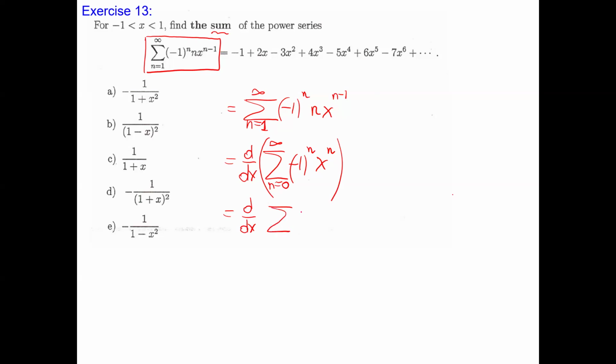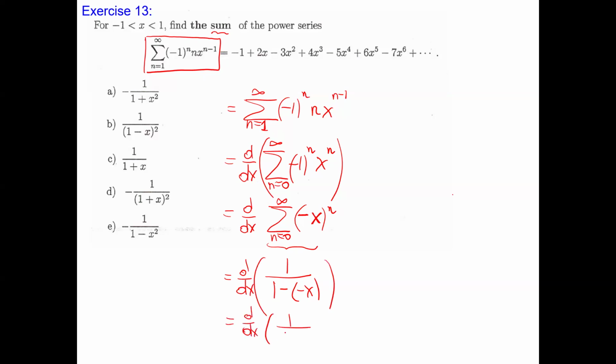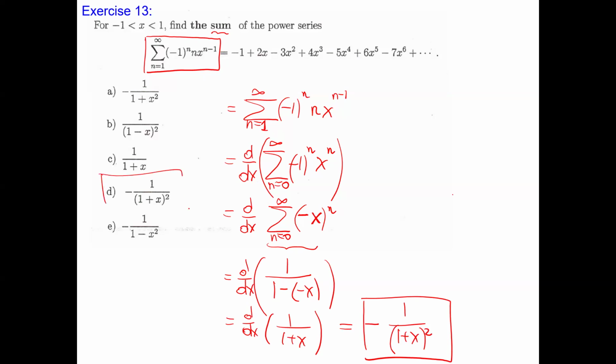Now let's combine. Actually, -1 and x is raised to the power of n. And this is the power series representation for the function 1 minus (-x). Correct? And now we will just find the derivative of 1 plus x. The derivative of this is -1 over (1 plus x) squared, and the derivative of the inner function is 1. That means this is the final answer.